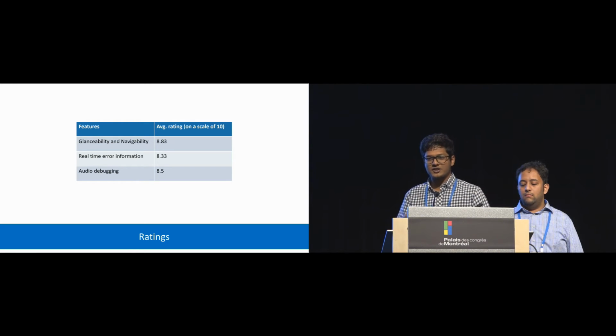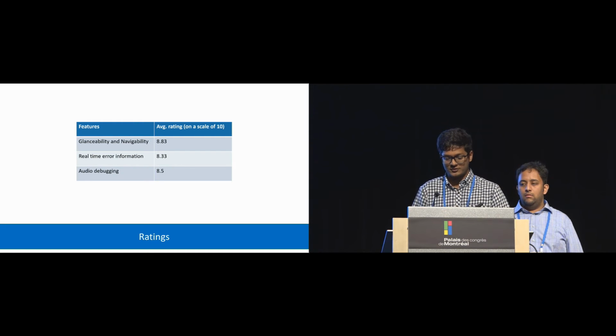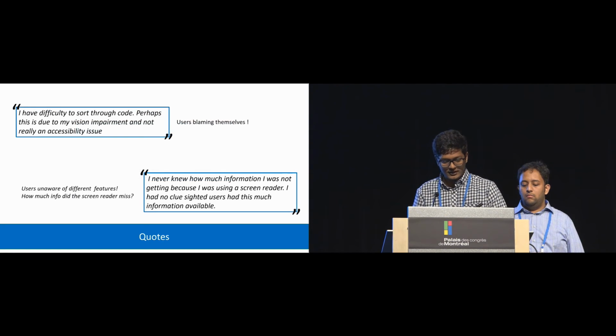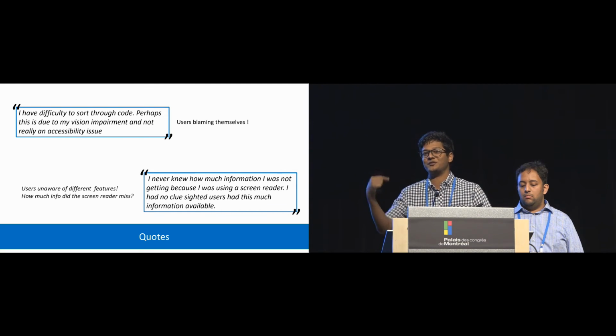So we asked the participants to rate features of CodeTalk. We got ratings from 8.3 to 8.83 on a scale of 10, where 10 is most useful. Here are some very important quotes from our user study. One of the users said, hey, I have difficulty sorting through the code. Perhaps it's due to my vision impairment and not really an accessibility issue. So the users are blaming themselves for the inaccessibility of the tool. There's something clearly going wrong.